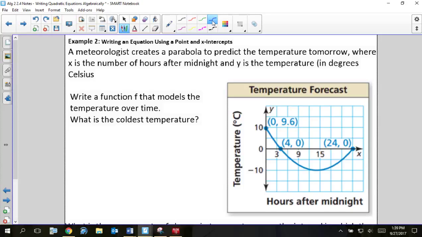We have what information? The x-intercepts. How do I know that they are the x-intercepts? On the x-axis. Also, when I look at the ordered pairs, what if they didn't give you a graph? If I look at the ordered pairs, y is 0. Y is 0 when it's the x-intercepts.